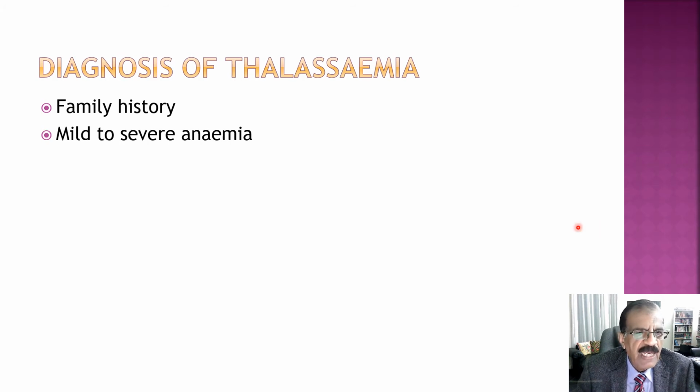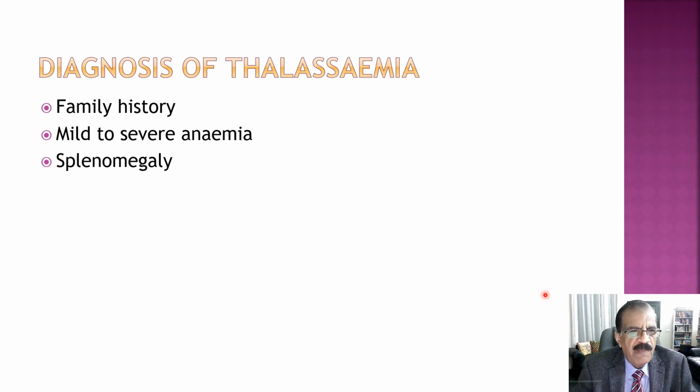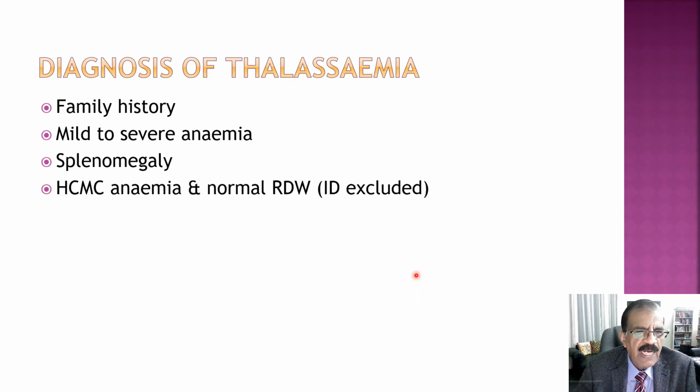Anemia is usually mild in thalassemia minor, but depending upon which type of thalassemia you are talking about, it would be severe also in thalassemia major. Splenomegaly may be present because splenomegaly is because of hemolysis, and these patients have fewer RBCs, and RBCs are also very vulnerable to rupture. So most of them, at least in thalassemia major, have splenomegaly. And on CBC, they would have hypochromic microcytic anemia with the normal RDW.